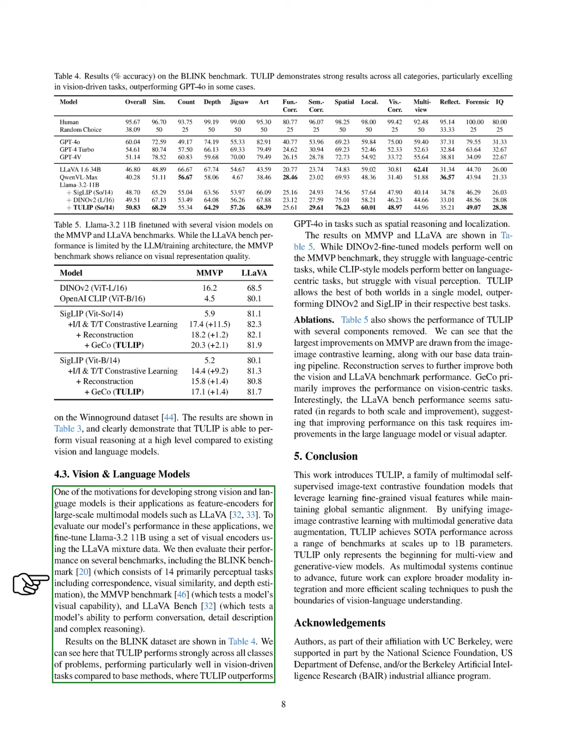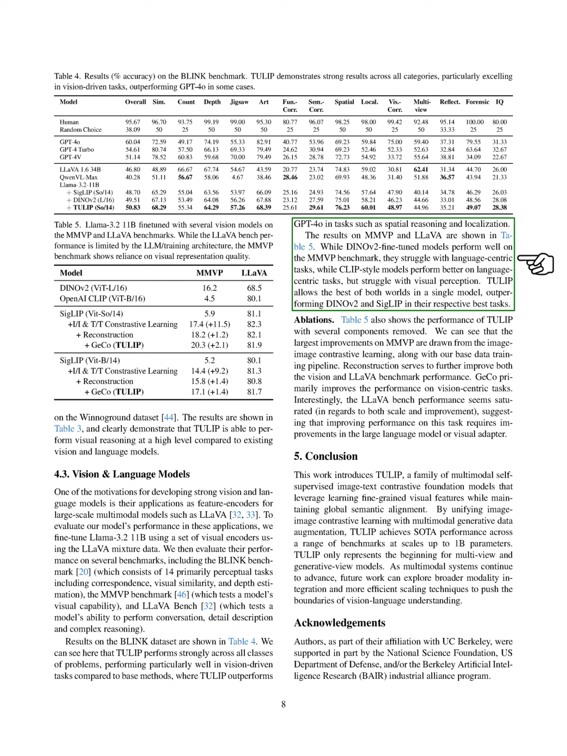Our results on the BLINK dataset indicate that TULIP performs well across all problem types, particularly excelling in vision-driven tasks compared to base methods, outperforming GPT-4o in spatial reasoning and localization. The results on MMVP and LLaVA show that while DINOv2 fine-tuned models excel in MMVP, they struggle with language tasks. In contrast, CLIP-style models perform better in language tasks but have difficulty with visual perception. TULIP combines the strengths of both, outperforming DINOv2 and SigLIP in their best tasks.